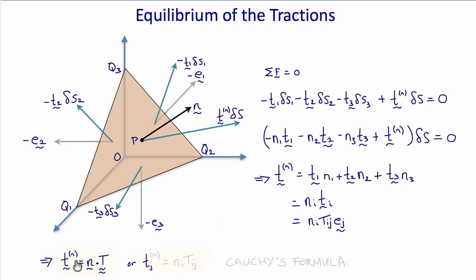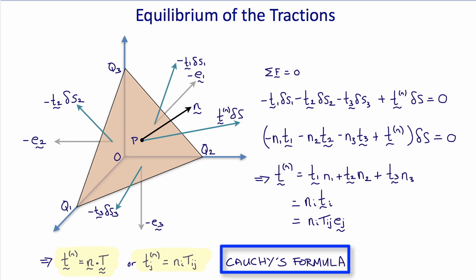So this therefore gives us that the traction acting on the surface with unit normal N, T superscript N, is equal to N times T, or in component notation, Tj superscript N equals Ni Tij. And this is Cauchy's formula. This is the general equation defining the stress tensor.